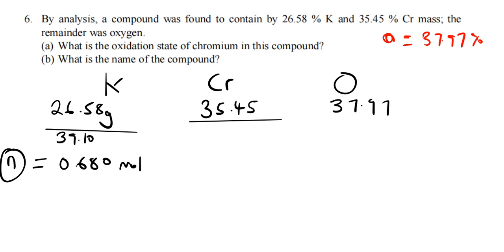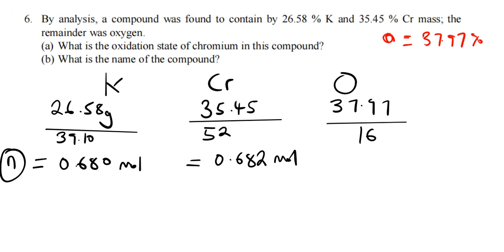What about chromium? Chromium has a molar mass of 52. Now if I divide 35.45 divided by 52, I'm getting around the same value, 0.682 moles. Okay, then what about oxygen? Oxygen has around 16 in terms of molar mass. When I divide that, what do I have?